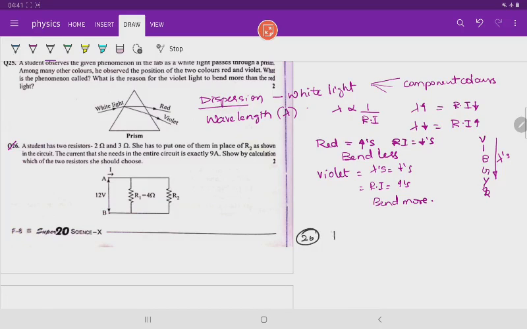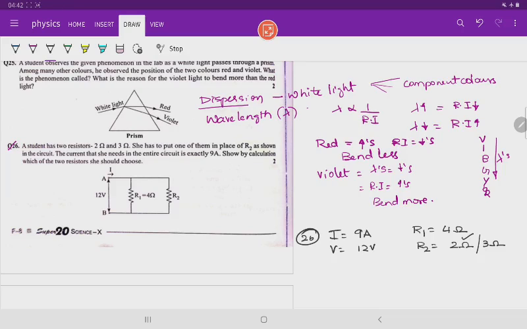So she needs a current of 9 amperes and she is supplying 12 volts, and R1 is clearly given, but for R2 she has to take either 2 ohm or 3 ohm. Show by calculations which of the two resistors she should choose. So first I will choose R2 to be 2 ohm.